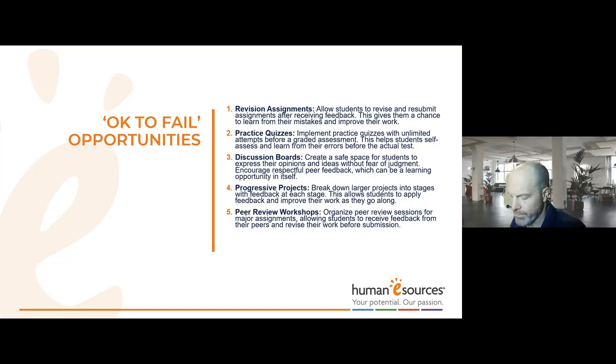Oh, I didn't do it right this first time. That's okay, because the final project is when I'm really going to have to have it all done. But those first few iterations or pieces that they hand into the project, it's more of an okay to fail, because it's not the end of the line yet.